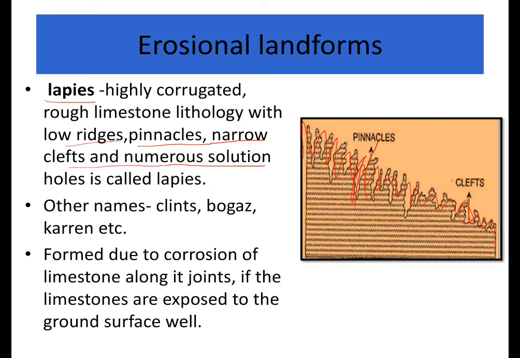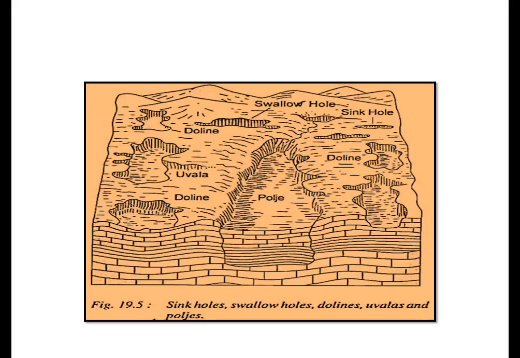The other names for lapis are Klins, Bogus, and Karren in German. In different languages they call lapis Klins, Bogus and Karren. It is formed due to corrosion of limestone along its joints if the limestones are exposed to the ground surface. Here this is the ground surface, and these rocks are limestone rocks. When the rainwater flows through the joints, it dissolves those minerals and forms this kind of corrugated landform.